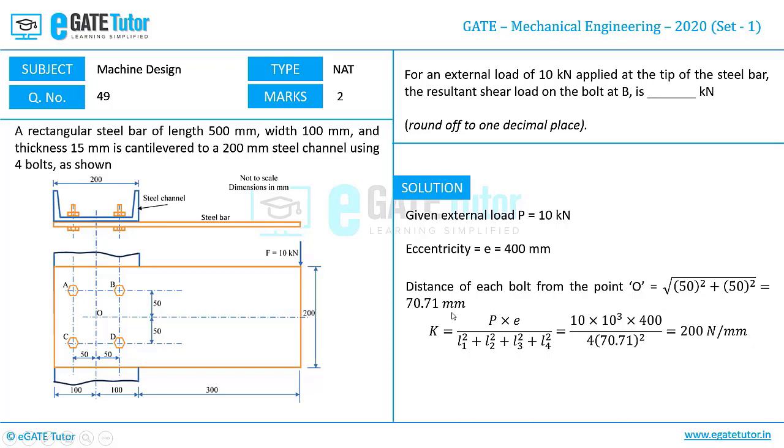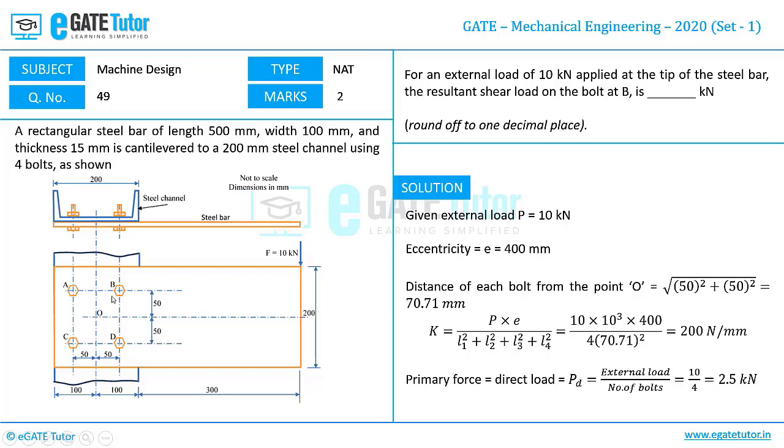Since this is a direct external load, which is just a point load, this load is equally shared by all the 4 bolts. So let us calculate the direct load acting on all the bolts, which is nothing but external load divided by number of bolts. External load is 10 kilonewton divided by number of bolts, which are 4: A, B, C and D. So the direct load acting on the configuration is 2.5 kilonewtons, which is acting in the downward direction at each bolt.